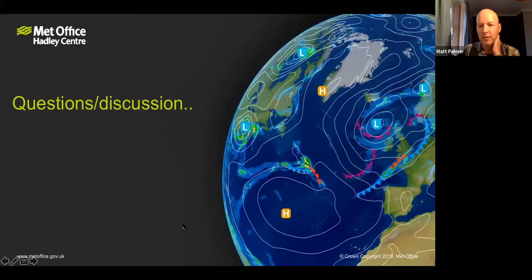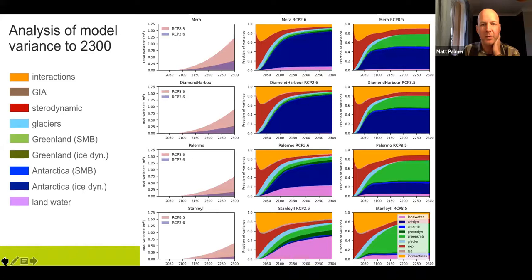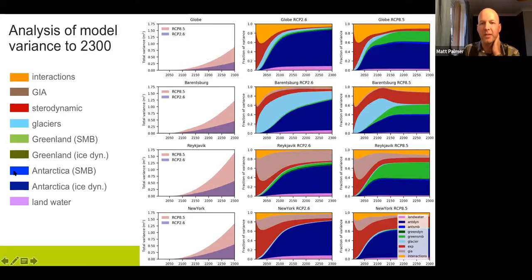Is there any chance you can put them up? Yeah, sure. Let me see. I think the ones out to 2300 are good because they have all the timescales in one place. So you can see this bit is the interaction terms, which under some circumstances are significant.